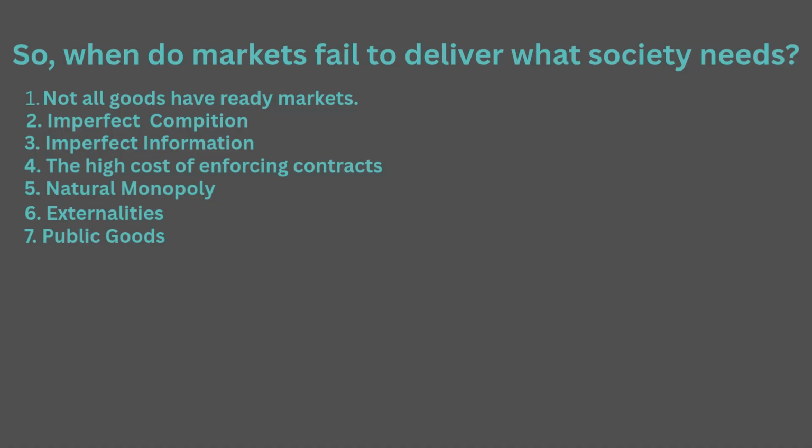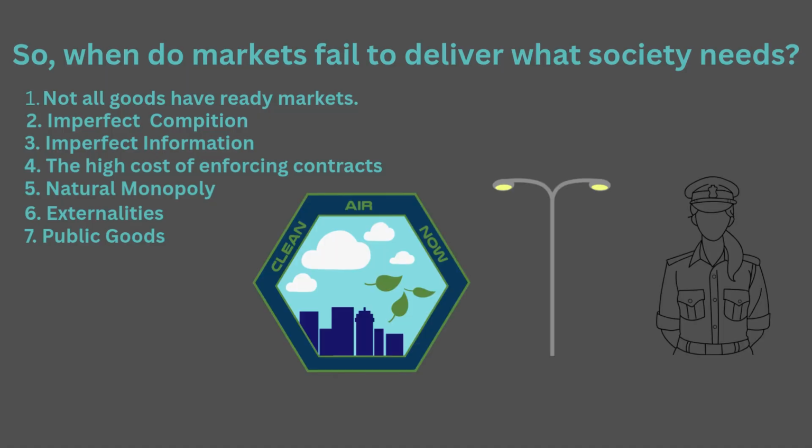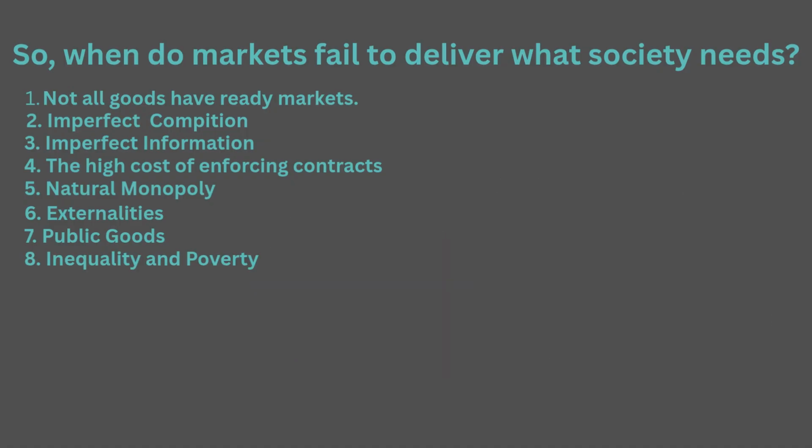Seventh, public goods. Some goods are non-excludable, meaning once they're provided, everyone benefits, even if they didn't pay. Think of clean air, street lighting, or national defense. Private companies have little incentive to produce them, but society needs them. That's where the government steps in. Eighth, inequality and poverty. Markets reward skill, education, and capital, but this can leave many behind. Without intervention, societies can face widespread poverty and massive income gaps. This not only hurts individuals, it can destabilize entire economies and political systems. Government programs like social protection aim to reduce these gaps.